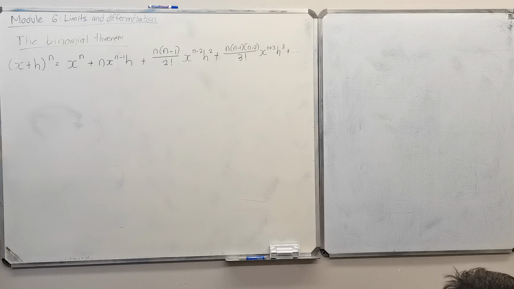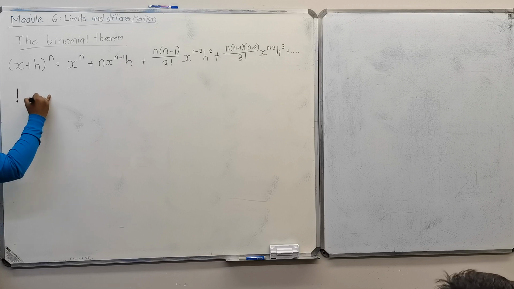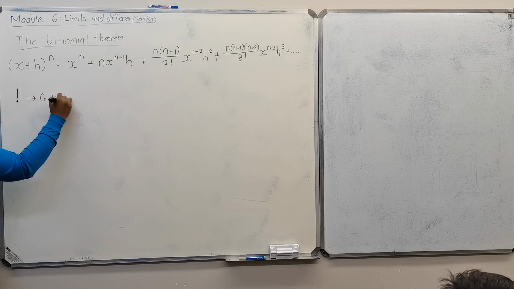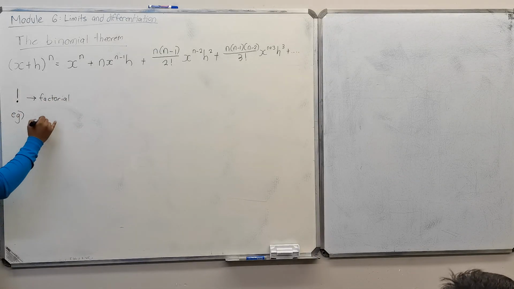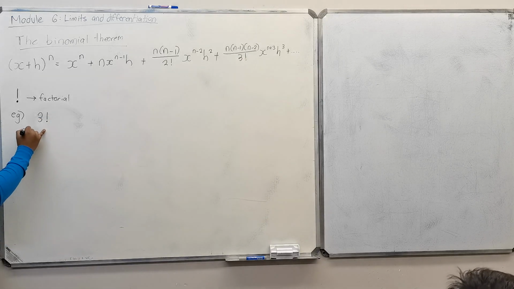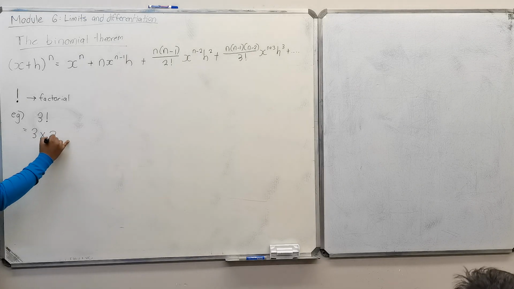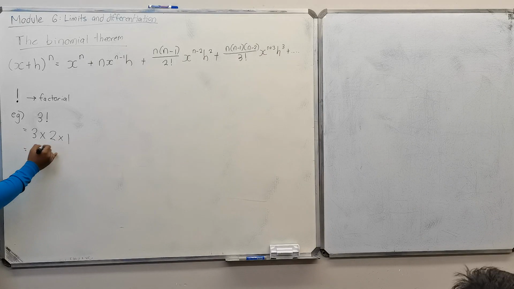Do you all understand what factorial means? Okay, I'll do this on the side. This exclamation mark basically indicates factorial. Now what is factorial? Example, if I give you 3 factorial, what they're basically saying is 3 times 2 times 1. Right? So this here will be 3 times 2 is 6 times 1 is 6.